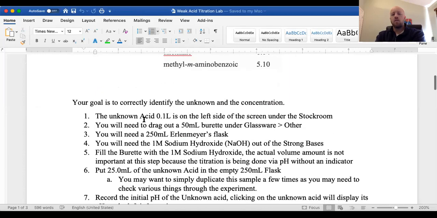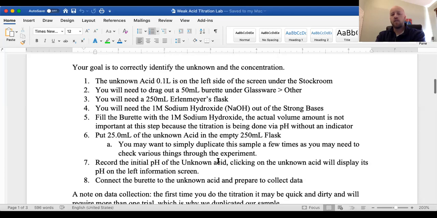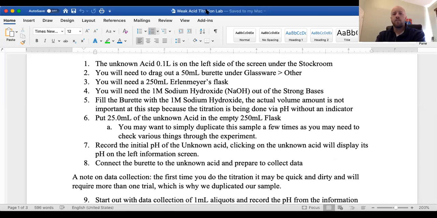Okay, so most of this is going to be fairly simplistic, so really you're going to need the unknown acid. There's a burette that we can pull out. We need an empty flask and some sodium hydroxide. Okay, and so really the bulk of this is going to come down to determining how we go about doing the experiment. Okay, so let's actually switch over to the simulator here, and you can see what I'm talking about.